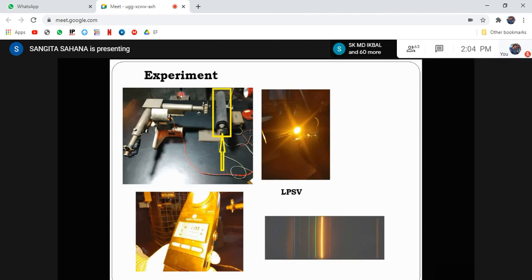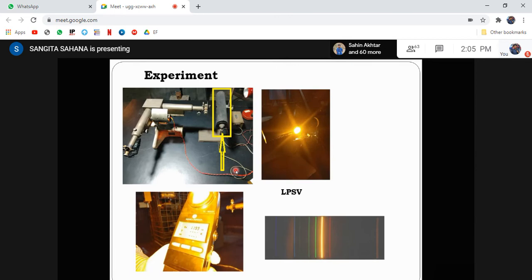Now, this is the instrument, constant deviation spectrometer. Here we have the source, the low pressure sodium vapor source, and this is the appearance of that lamp when it is on. Now, why were we starting this experiment with the low pressure sodium vapor lamp? To check the error of the instrument or to calibrate the instrument.